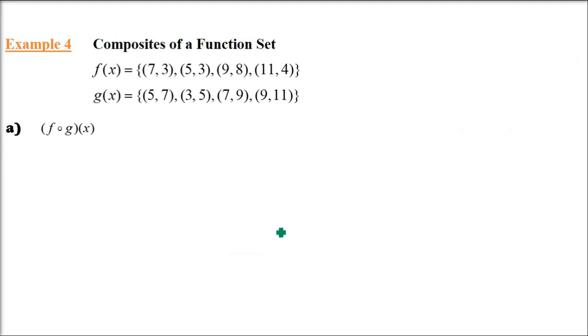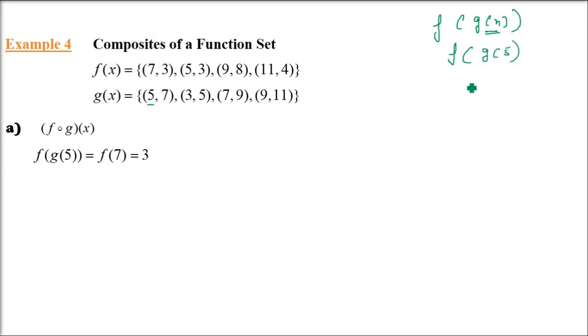Now composites of a function set, how do you do this? f of g(x), fog x. See here, I'll do one of these. f of g(x). Now start with the first one. You have to take all the domain values. So g(x), what is the first value? You are talking about g(x) here, so you have to take all the domain values. That is the first value, 5. Let us take the 5.